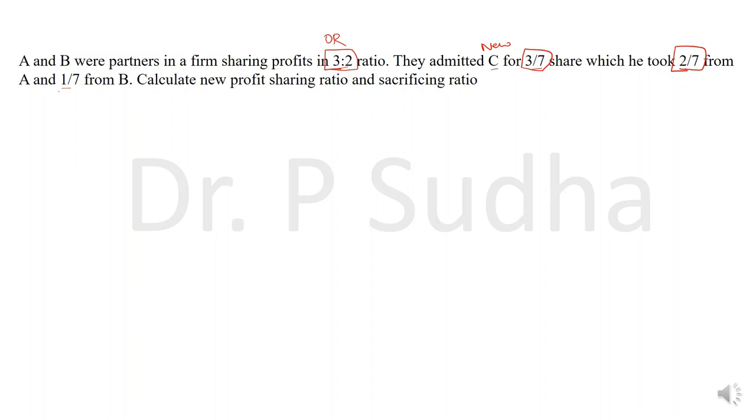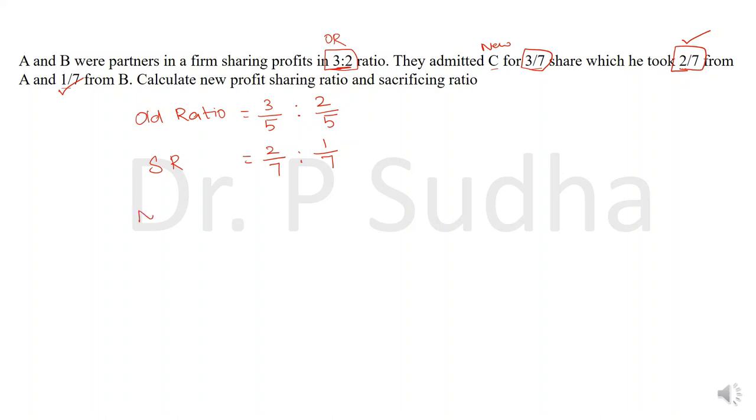Okay, now let us write the old ratio. Old ratio is equal to 3 by 5 for A is to 2 by 5 for B. How did I get this 5? This is 3 plus 2, the old ratio. Okay. What is the sacrificing ratio? Look here. For A, it is 2 by 7 and for B, it is 1 by 7.